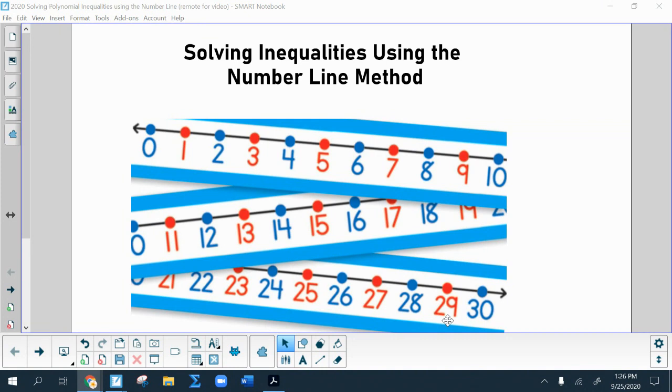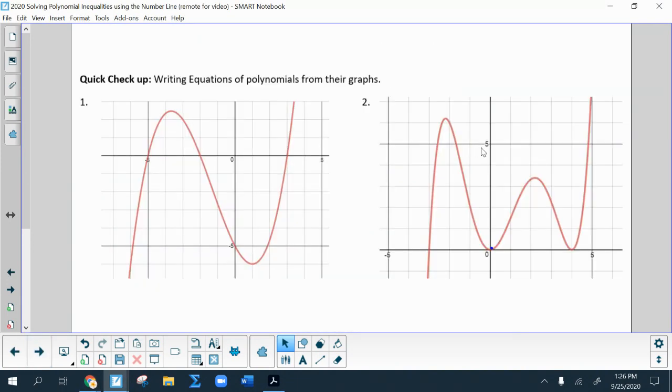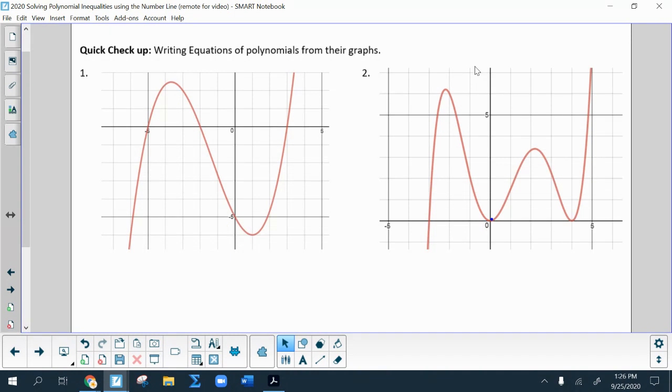Please make sure you always remember that if you need to, you stop the video so that you can copy things down. So before we actually jump right into the new topic, we are going to do a quick little review of how to write the equation of a polynomial from a graph.